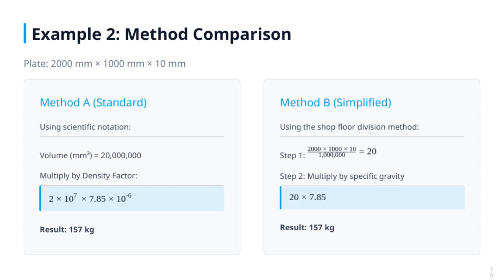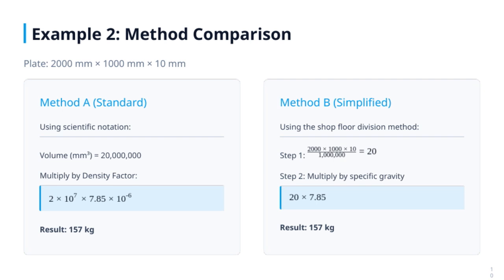All right, let's break down what we see here on slide 10. We start with a result of 157 kilograms. This is the weight we've calculated after the initial step. Next, we move to step 2, which involves multiplying by the specific gravity or density factor. Using the shop floor division method, specifically method B, we arrive again at that same 157 kg, so this confirms our calculation's consistency.